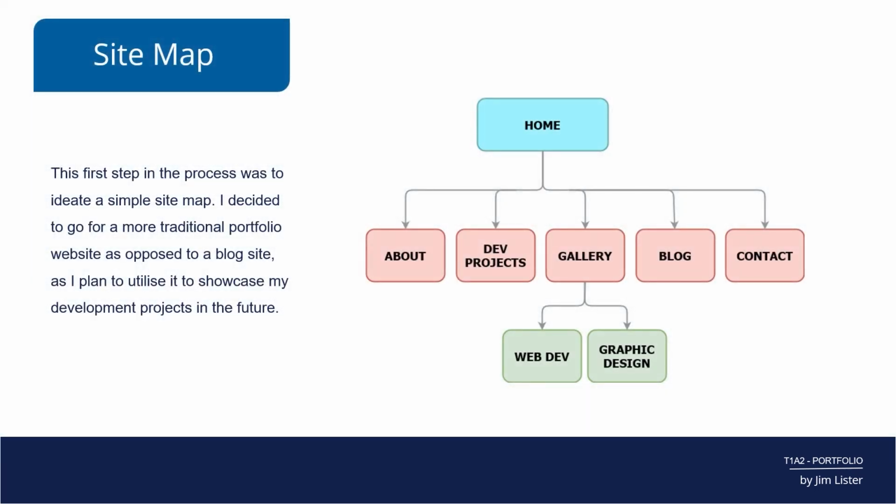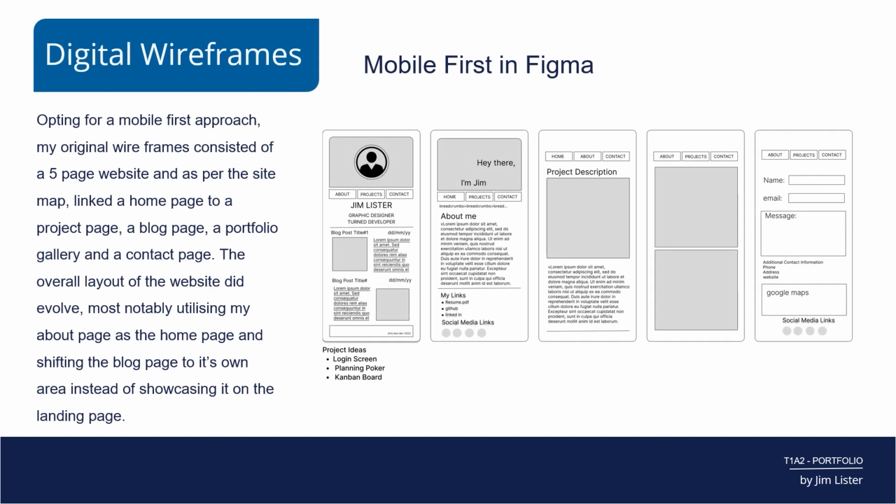Okay, so my original sitemap. The first step in this process was to ideate a simple sitemap. I decided to go for a more traditional portfolio website as opposed to a blog site, as I plan to utilize it to showcase my development projects in the future. I would just like to mention that this did evolve as the project did, and I decided to utilize the About page as the home page, and for now just have the gallery section as a placeholder to eventually be included later down the track.